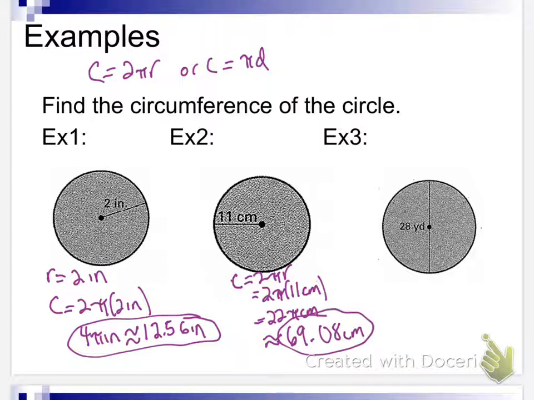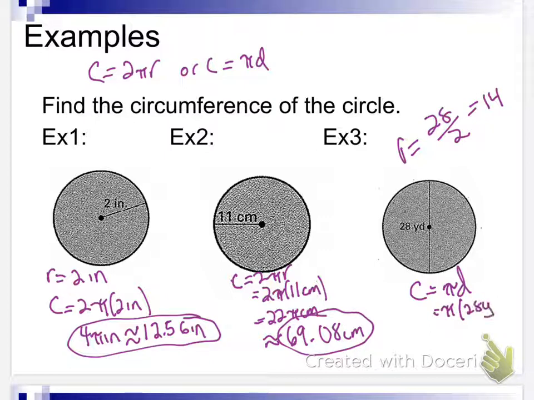Okay, and then our last one here for this group has a diameter, so the one that's more convenient for us to use is going to be pi d. Again, if you wanted to find the radius, it would just be the diameter of 28 divided by 2, and that would work out the same way. But we have the diameter already, so there's no sense in changing it. So it would be pi times 28 yards. So we could rewrite this as 28 pi yards, which is approximately 87.92 yards.